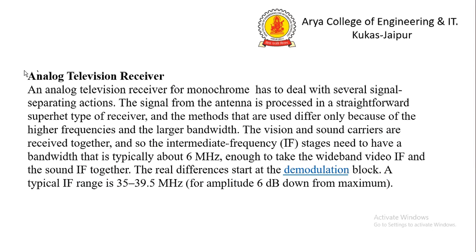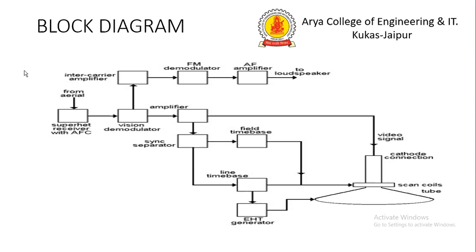Basically, an analog television receiver has to deal with several signal processing actions. The signal from the antenna is processed in a straightforward superhet type of receiver, and the methods used differ only because of the higher frequency and the larger bandwidth. The vision and sound carriers are received together. Block diagram of IF amplifier with block diagram of TV receiver.